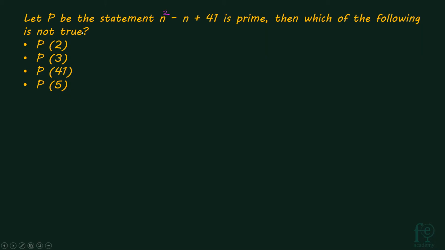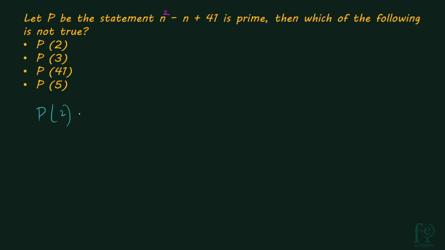Next, the last question of the video. Let P be the statement n square minus n plus 41 is prime. Then which of the following is not true? So what you can do, you can actually do all these options and see. For fast, if you are able to do, you can check all these options and see.